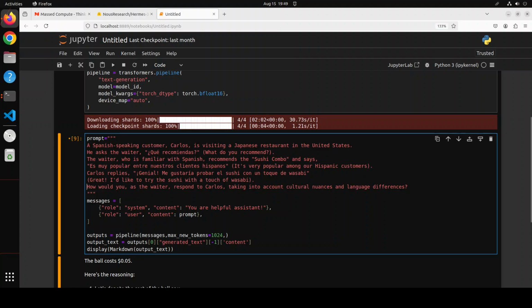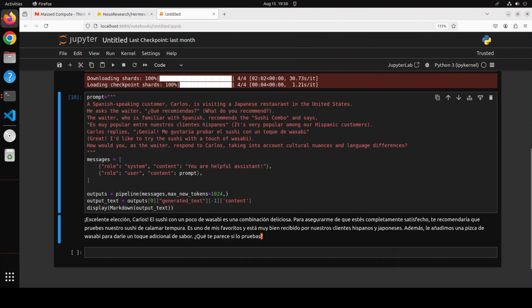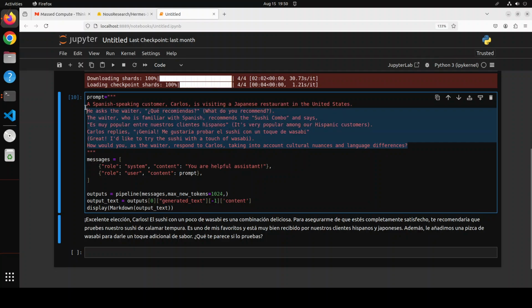Okay, in the next one, I'm just trying to see how the role play is. So in this, the prompt is a Spanish speaking customer, Carlos, visiting a Japanese restaurant in the US, and talking with the waiter. Now, what this prompt is doing is trying to check the model's capabilities to understand Spanish, Japanese culture, and American culture nuances, as well as responding appropriately in English or Spanish. So let's try to run it and see what the model does here. And there you go. So it has very appropriately answered in Spanish. And if you translate it, it is spot on. Really good stuff.